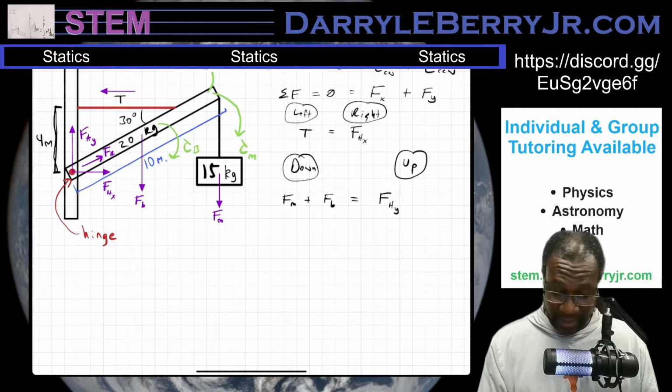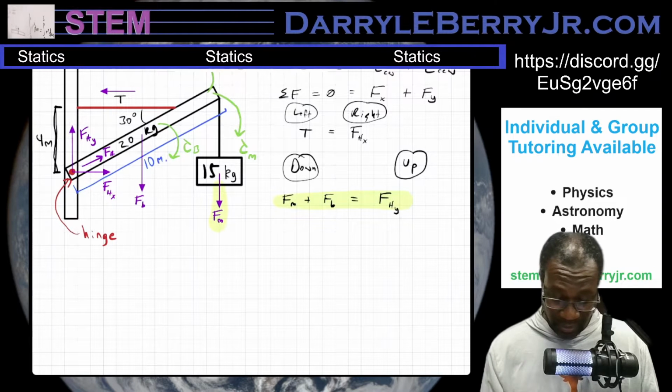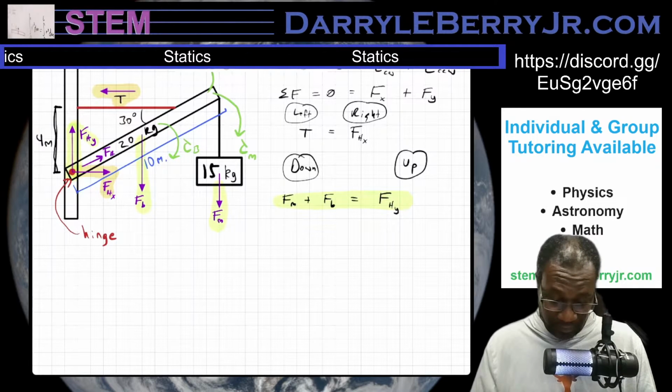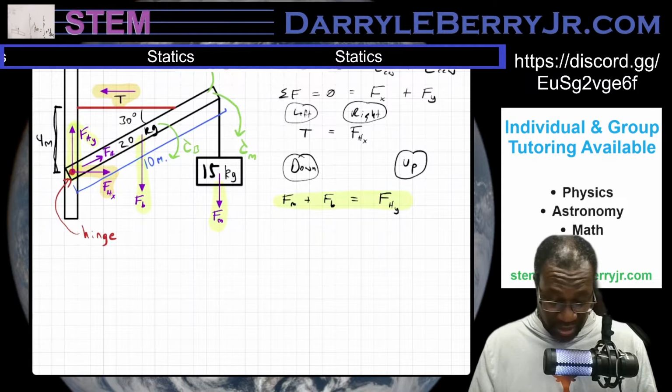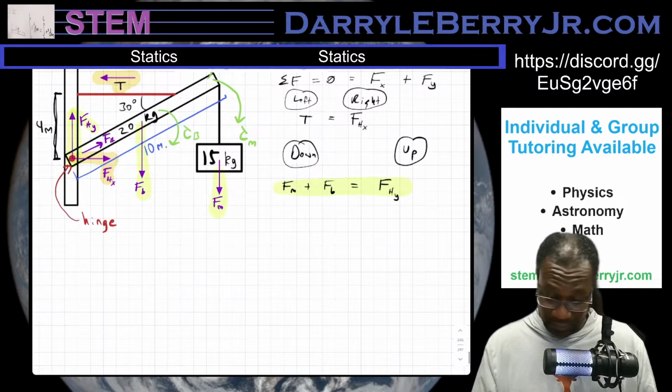So to highlight these to make it clearer, these three forces going up and down are this one, and this one. And these two forces going left and right are this one and this one. And that should take into account all the forces at play in this scenario.